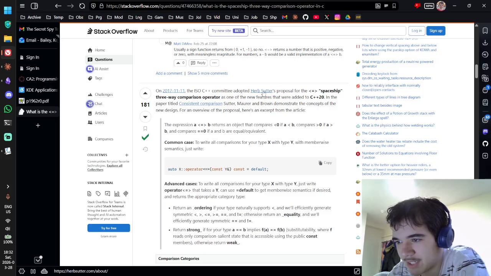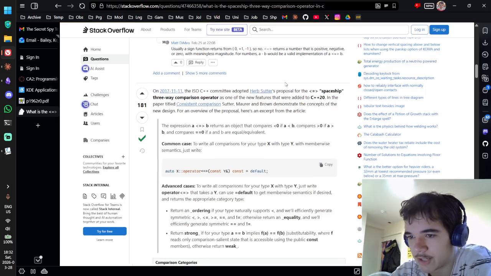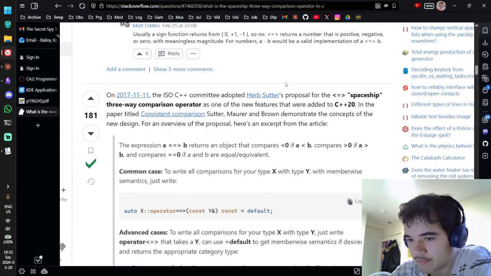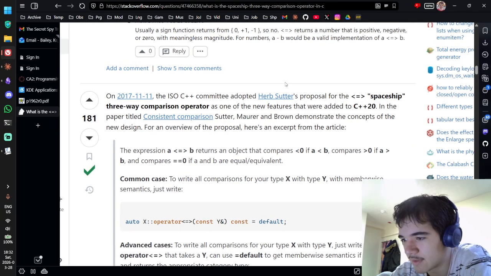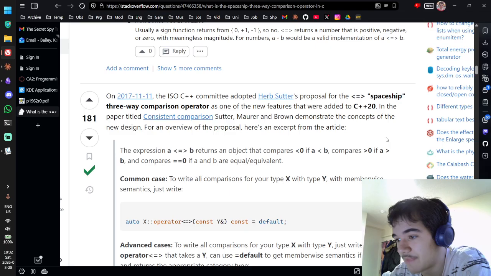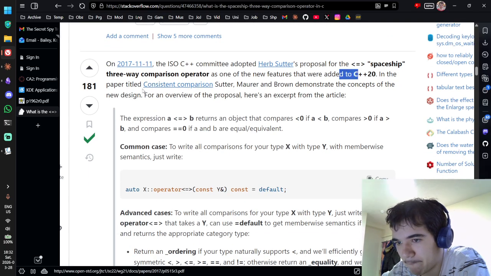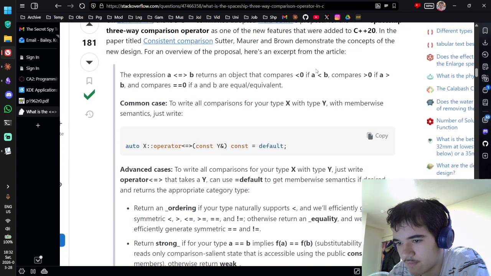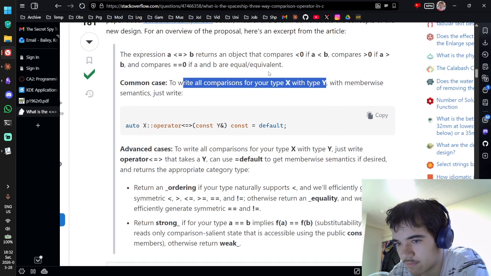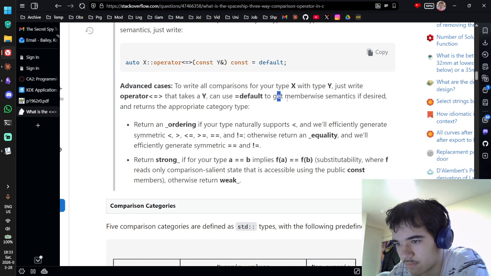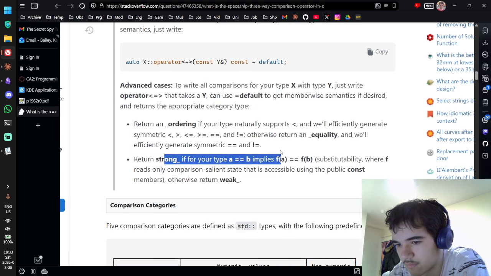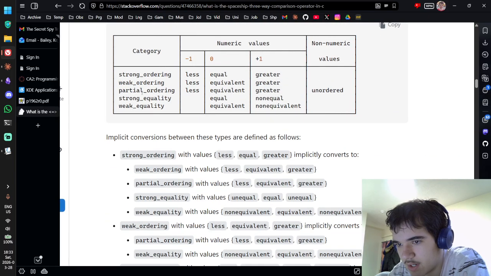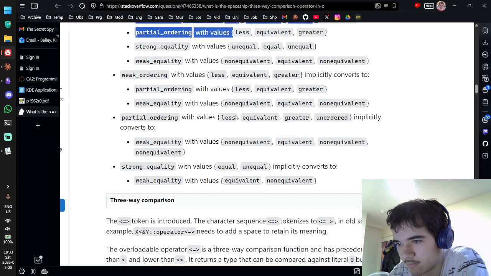Yeah, it was Herb Sutter's proposal. For those who don't know, Herb Sutter is the same guy who also proposed some form of pattern matching that Bjarne likes. Okay, so strong ordering. This is a partial ordering. Okay, that's quite useful.